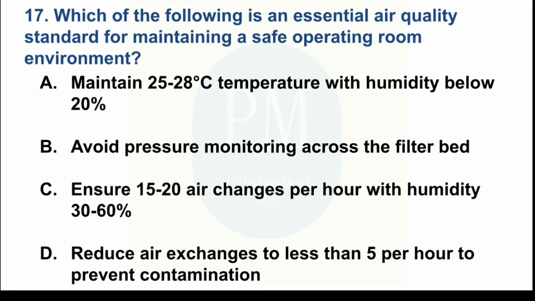Which of the following is an essential air quality standard for maintaining a safe operating room environment? Option A, maintain 25 to 28 degrees Celsius temperature with humidity below 20%. Option B, avoid pressure monitoring across the filter bed. Option C, ensure 15 to 20 air changes per hour with humidity 30 to 60%. Option D, reduce air exchanges to less than 5 per hour to prevent contamination. The correct option is option C, ensure 15 to 20 air changes per hour with humidity 30 to 60%.